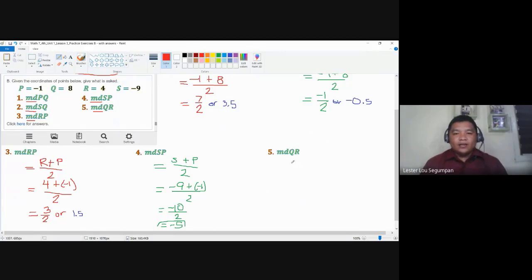And finally, for number 5, you have Q, 8. Let's write first the Q to be consistent. We have Q plus R all over 2. Q is 8 plus R, which is 4, all over 2. 8 plus 4 is 12 over 2, which is equal to 6. So 6 is the midpoint between points Q and R, or the midpoint of the line segment bounded by the points Q and R. So this is how we solve for the midpoint between points.